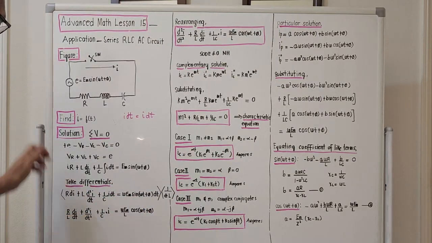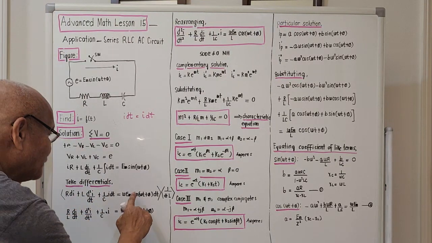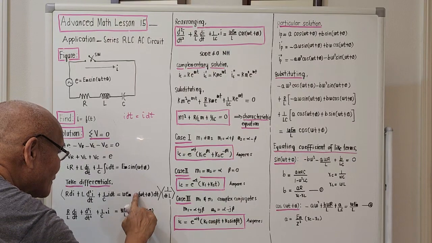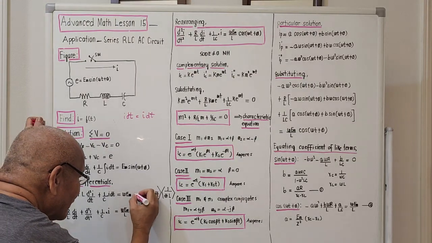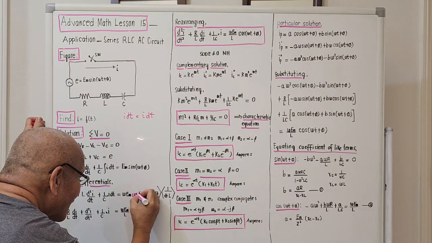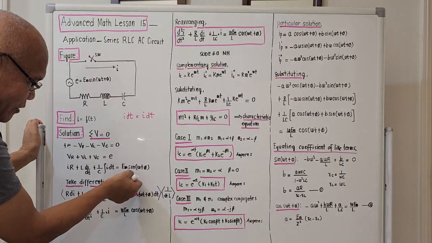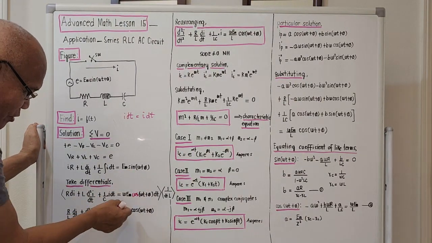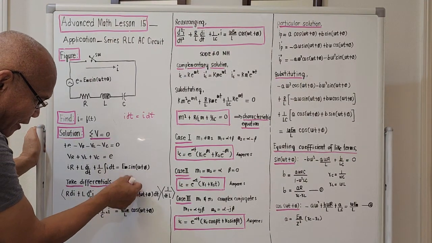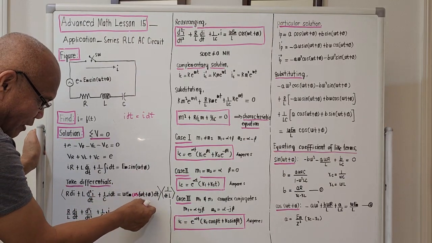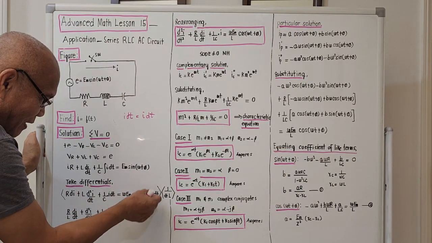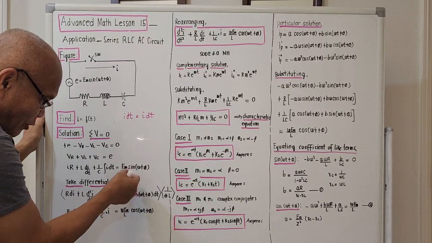Oh, sorry for this one. This should be cosine. This should be cosine. Okay? Because we took the derivative already. So it will be e sub m, the derivative of sine will be cosine of omega t plus angle p, times the derivative of the total angle.